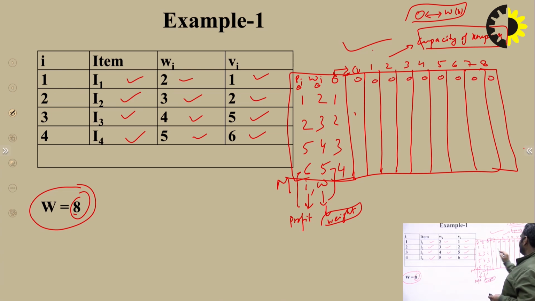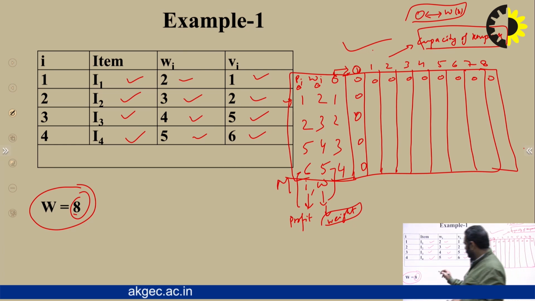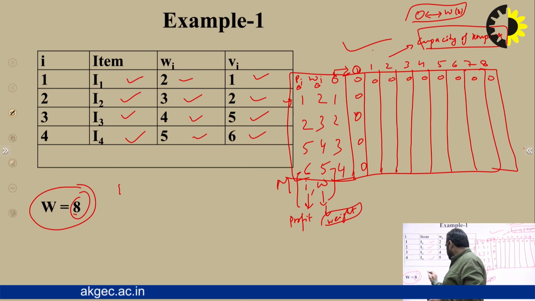So in the same way, profit remains 0. This is the first entry that can be filled by means of this one. Now, every entry of the first row we are going to fill by means of the formula that is given in the previous way.